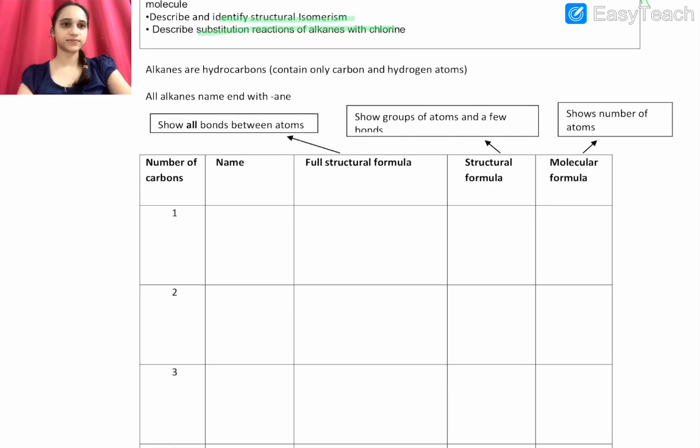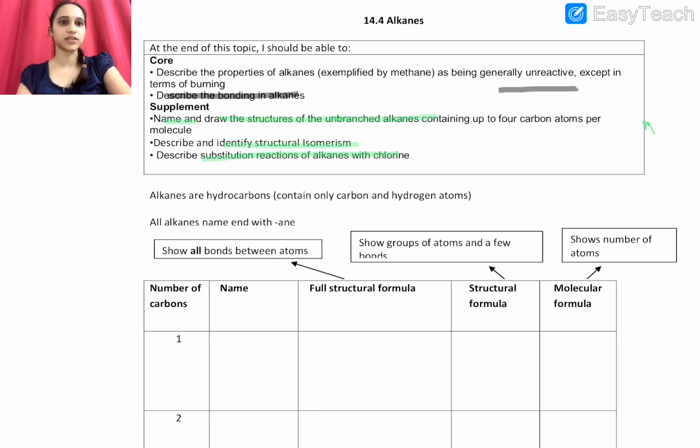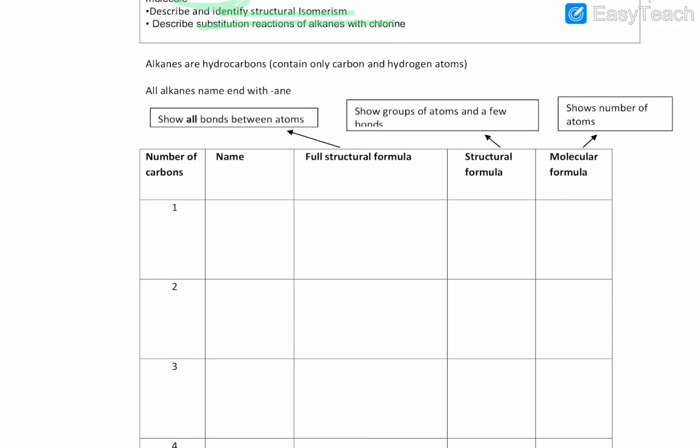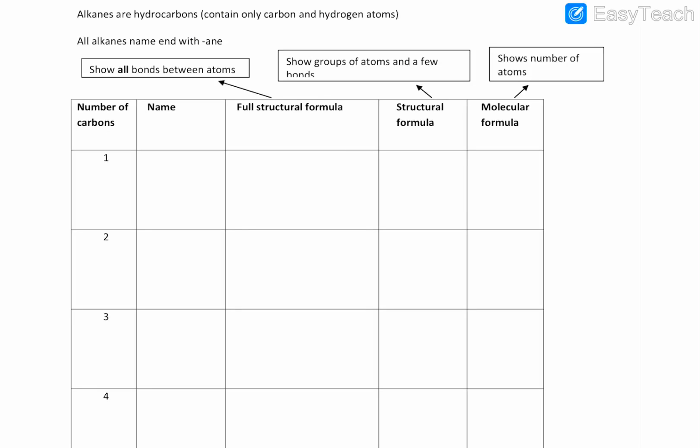Okay, so let's see. We're going to look at structures, so name and draw. We're going to look at the names and the drawing of the structures. Alkanes are hydrocarbons, which means they contain carbon and hydrogen atoms only.